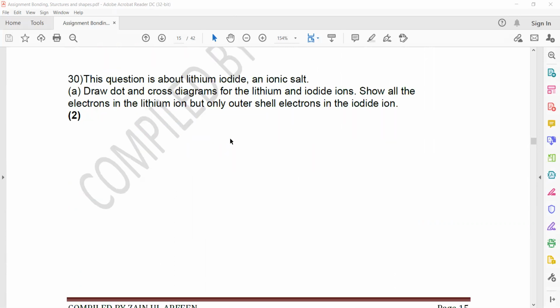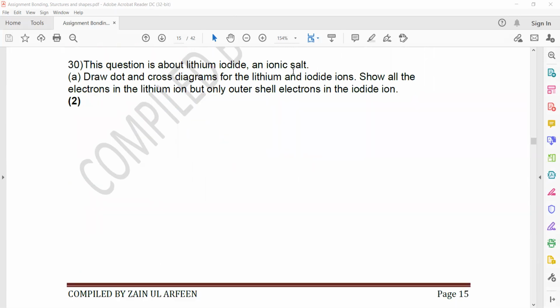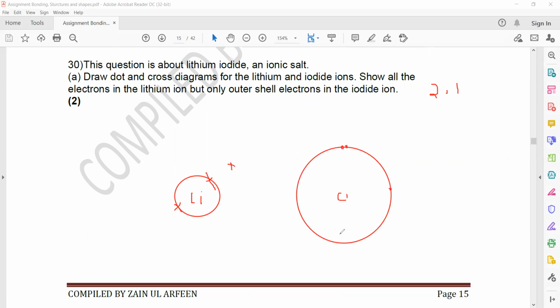In question 30, this question is about lithium iodide, an ionic salt. Draw a dot and cross diagram to show the lithium and iodide ions. Lithium's electronic configuration is 2,1, so it will lose the outer electron and become +1. And the iodide ion took one electron. It belongs to group 7, so 7 electrons are already there and it takes one from lithium, so it will form an iodide ion.